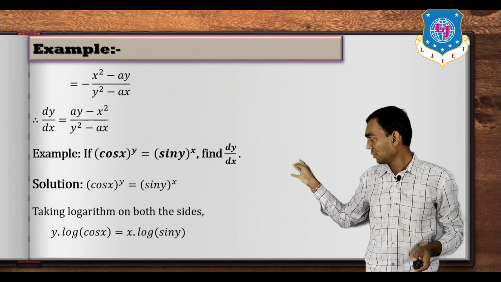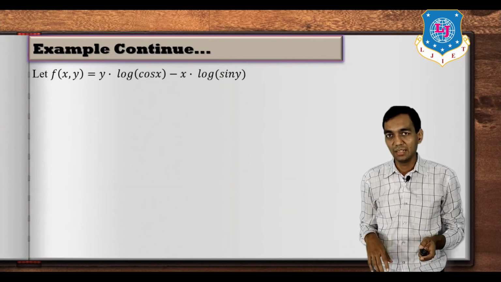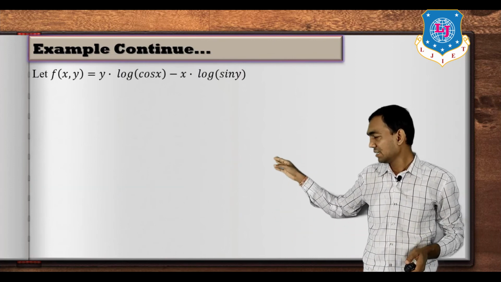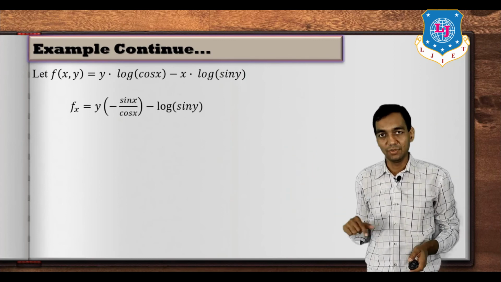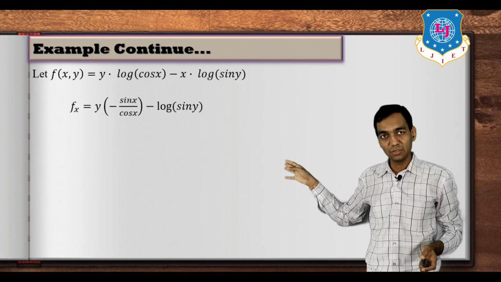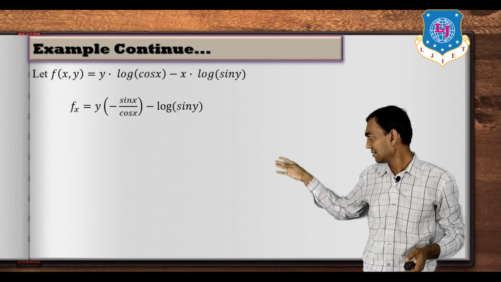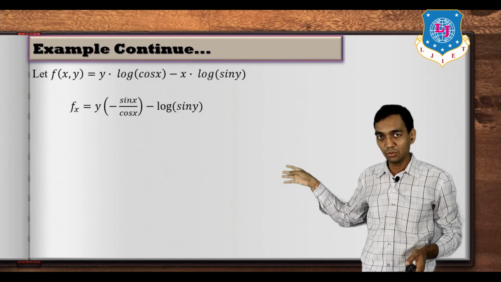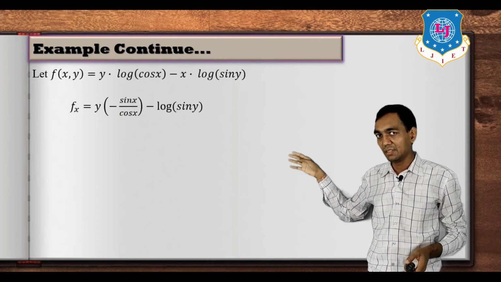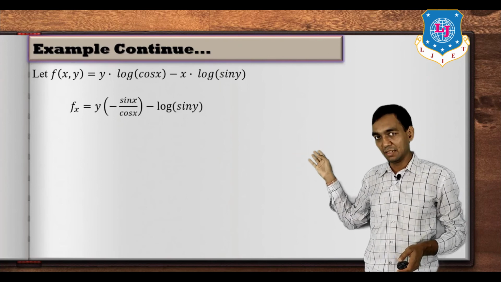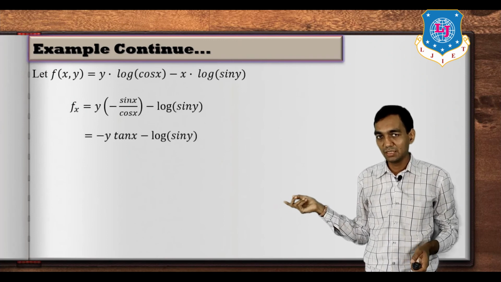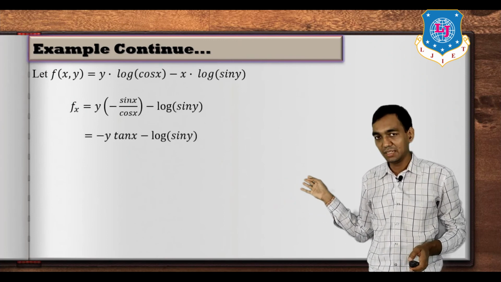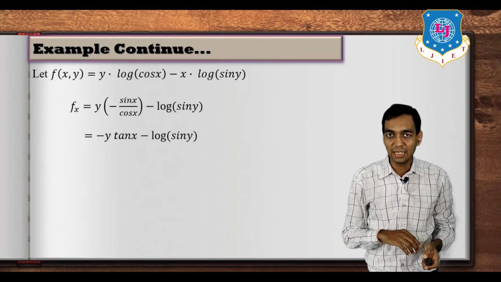Now, writing the equation in the form of equal to 0 and assuming that f(x, y) is equal to y log cos x minus x log sin y. Differentiate f with respect to x. So y as it is, log cos x has derivative 1 upon cos x into minus sin x, and then minus x log sin y, as it is, the derivative of x is 1. So simplifying the terms, you will have minus y tan x minus log sin y.